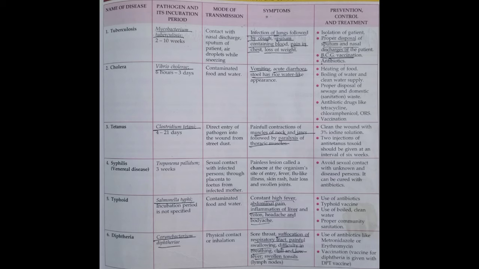What are the symptoms when tetanus occurs? Here, painful contraction of the muscles of the neck and jaws, followed by paralysis of thoracic muscles. The thorax region is the upper region, so the muscles can be paralyzed also in some cases. So we should take safety first. We should take anti-tetanus injections if we are injured by any rusted iron object, and we should clean our wound with a 3% iodine solution or spirit or Dettol or something, right? So that tetanus cannot occur. Okay.